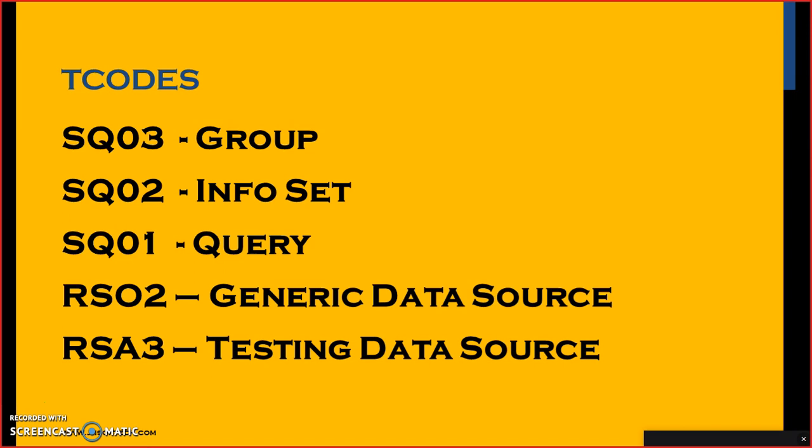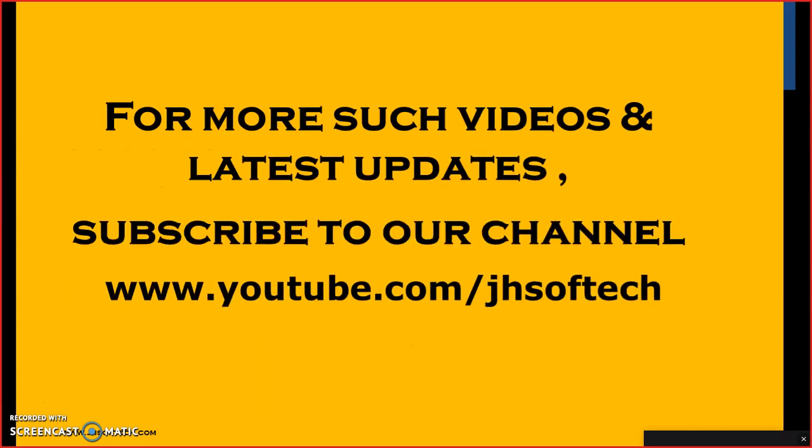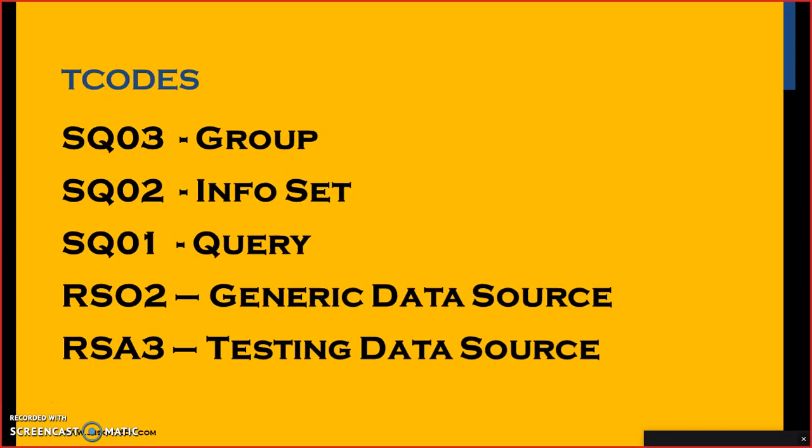is SQ03, where we will be creating a group. SQ02 is where we'll be creating the info set. SQ01 is for just viewing the data at the query level, whether the data is properly coming into the info set or not. And then we'll be making use of RS02 to create a generic data source based on the info set, and RSA3 is for testing the data source. So these are the transaction codes that we'll be using here. Let's move on to the system and start doing it.